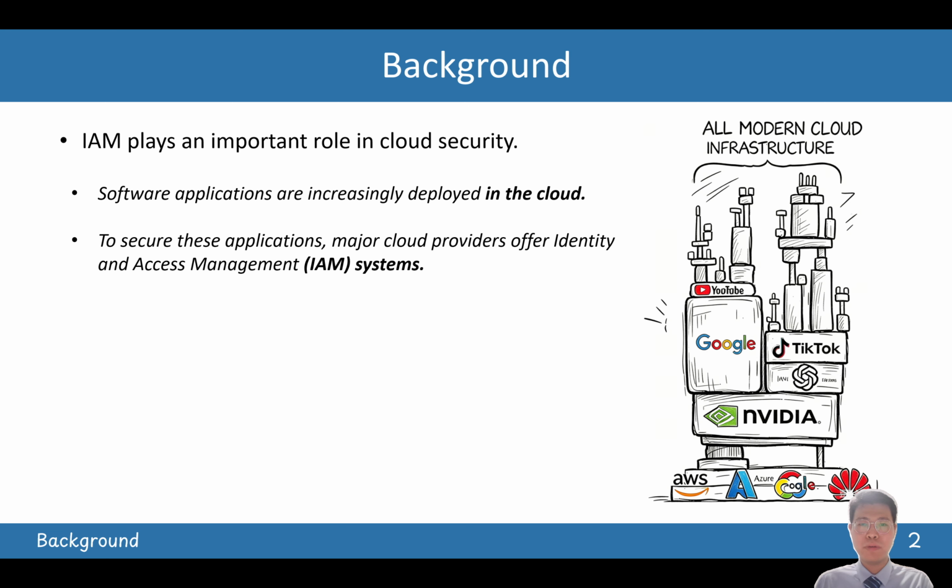So what is IAM? IAM systems operate under a shared responsibility model. Cloud customers protect their resources by specifying access control policies using JSON-based policy languages. The cloud provider engine then determines whether each access request is authorized according to these policies.